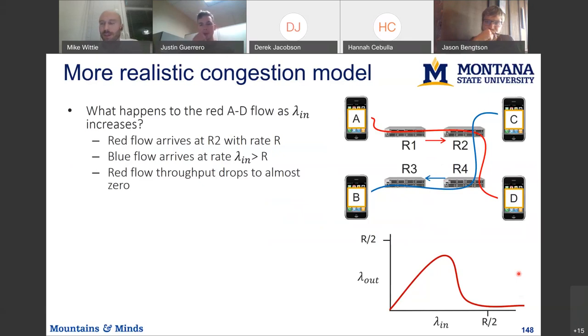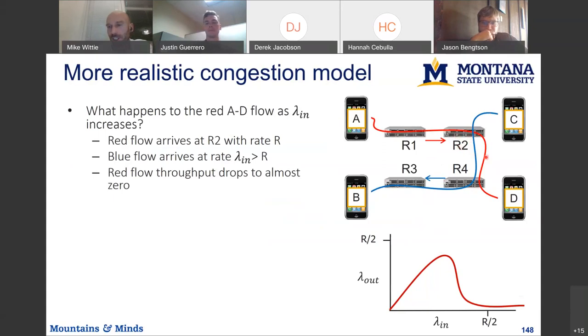So when we have this sort of God's eye view of everything, we can see what's happening. So A is sending at lambda in, great, but the traffic gets forwarded at the rate R, okay? C is sending at lambda in, and then both of the flows share the outgoing capacity of the second router, which is also R.